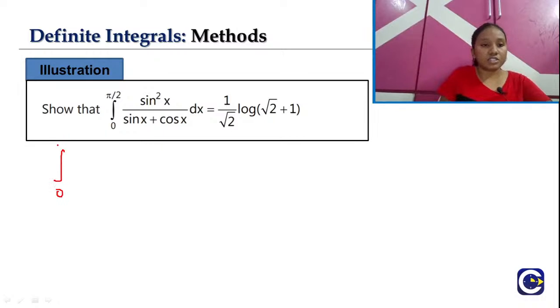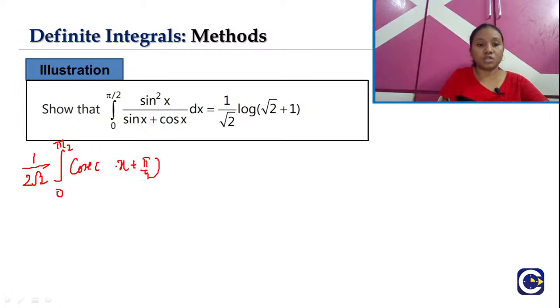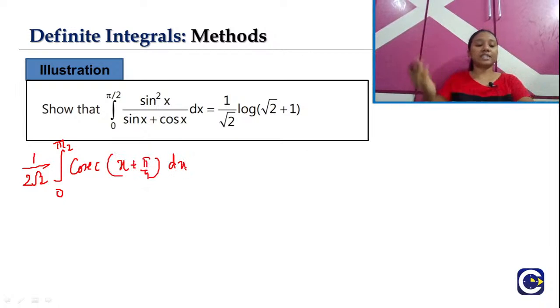So integration 0 to pi by 2, and here we already have 2 root 2. Yes or no? And then we have cosecant function of x plus pi by 4 into dx. So what is the integration of cosecant? If you observe, the answer is in terms of log. So we have to use the formula of cosecant, which involves the logarithm.